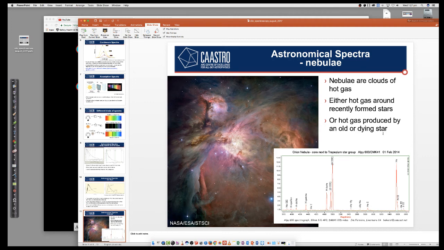And then in the bottom right-hand corner, we can see the emission spectrum corresponding to the Orion Nebula. By looking at all of the peaks, we can associate those with different elements. Remember, every element has its own specific fingerprint or barcode of emission spectra, and then we can learn what elements are present in these very distant emission nebulae that new stars are being born out of.